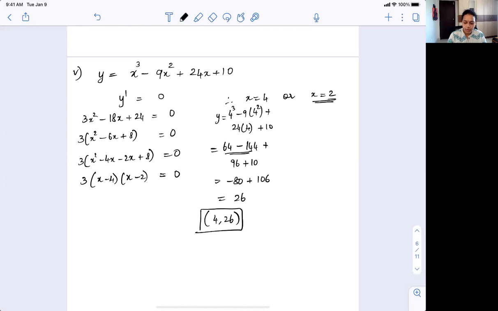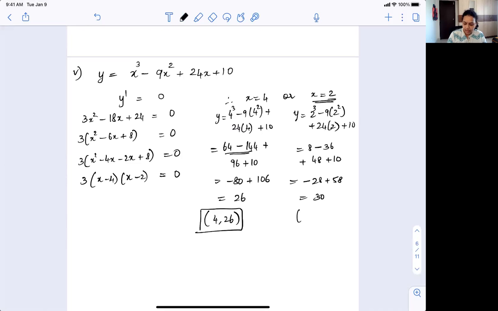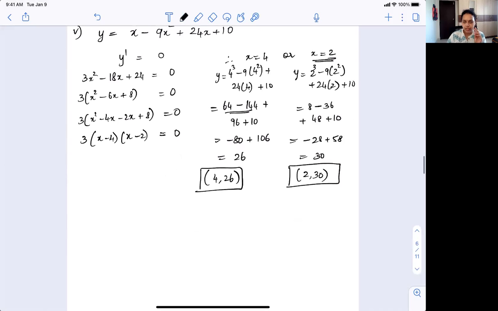Now when x is equal to 2, y is going to be 2 cubed minus 9 times 2 squared plus 24 times 2 plus 10. So we have 8 minus 9 times 4, which is 36, plus 24 times 2, which is 48, plus 10. So we have minus 28 plus 8, so we get 30. So (2, 30) is the next critical point. We have two critical points, (4, 26) and (2, 30).